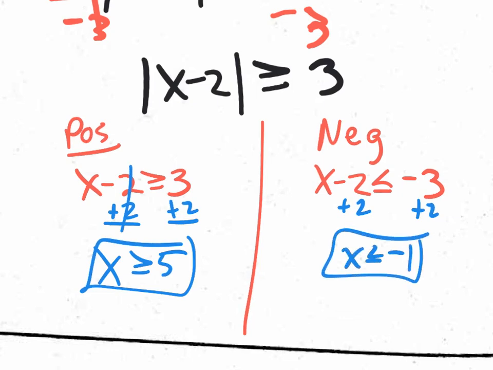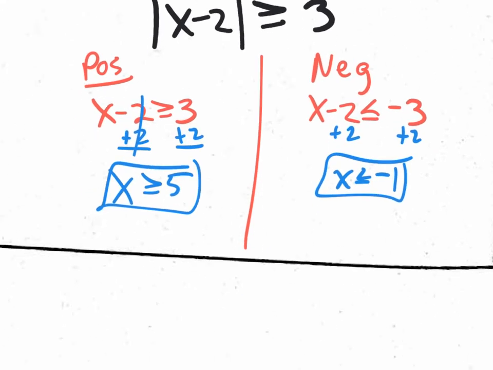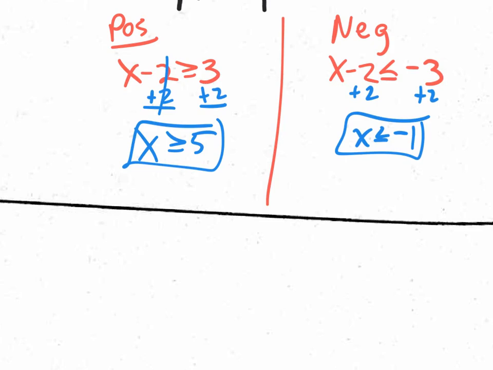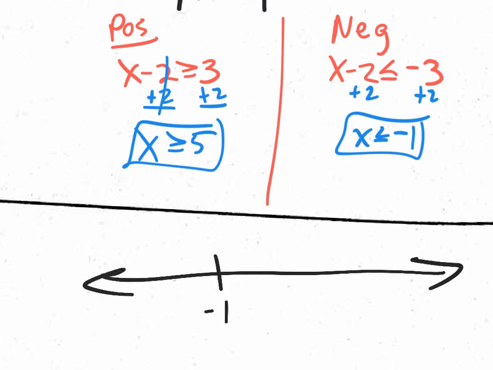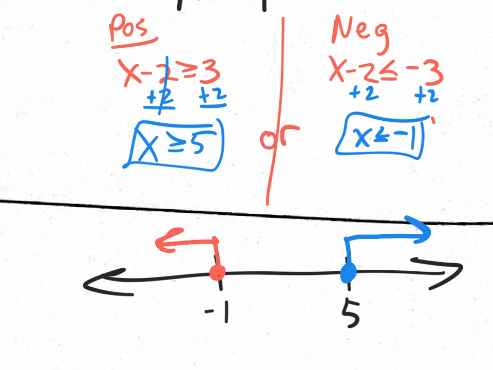Now the question is, do I write both of these together as a compound inequality, or do I keep them apart with the word or? The only way to know that is to think about their graphs. So if you go for a quick number line, here's negative 1, here's positive 5. This one says x is greater than or equal to 5. So greater than or equal to is a solid dot. Greater than is that way. And the other one is less than or equal to negative 1. And less than or equal to is this way. So these are apart. So you would just put the or right between them.